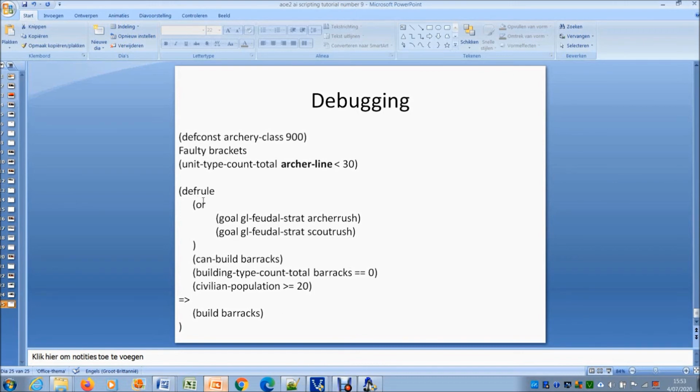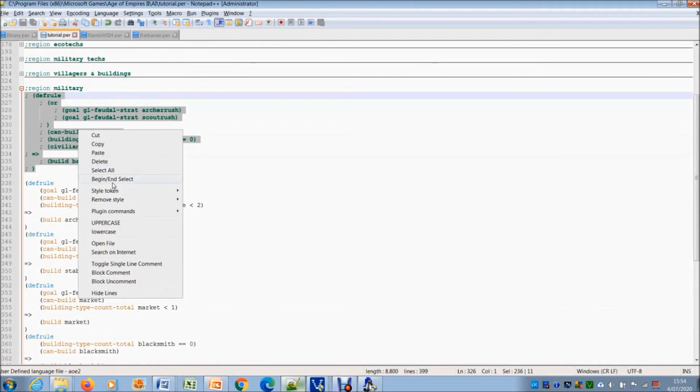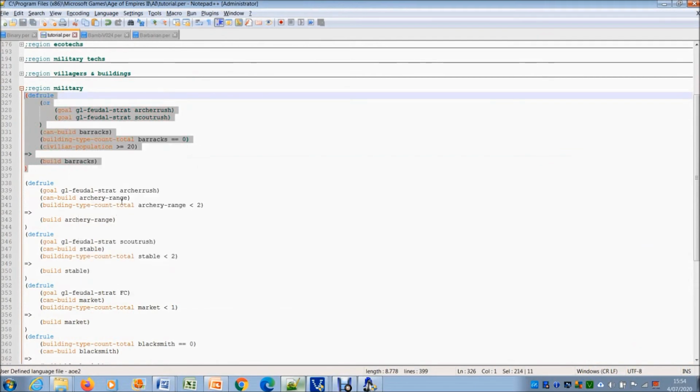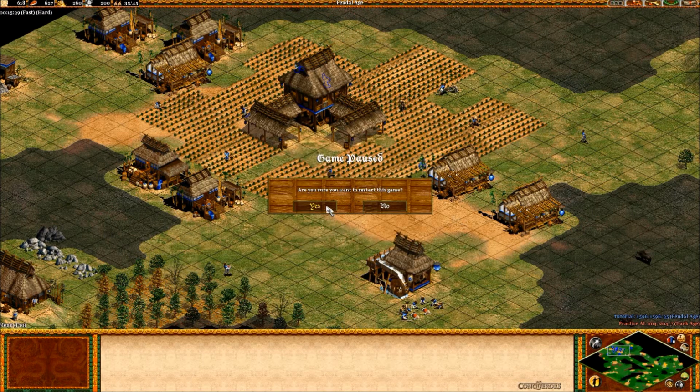So we put this coding, def rule, and it's either when the goal feudal strat archer rush or feudal strat scout rush is activated, and we can build a barracks, and we don't have any barracks yet. And this a civilian population is greater than or equal to 20, because we don't want to waste our wood on barracks too early in the game. Then we want to build the barracks. So we program this code in. I've already done this, and unfortunately we have to restart the game.